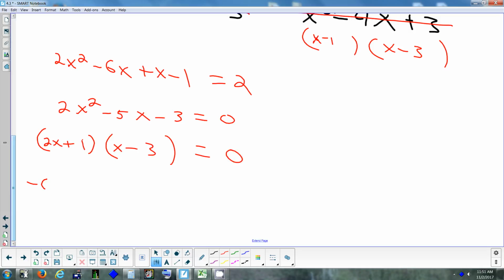2x times negative 3 is negative 6x. 1 times x is plus x. What's negative 6x plus 1x? Negative 5x. Perfect. Okay. Now set each factor equal to 0.